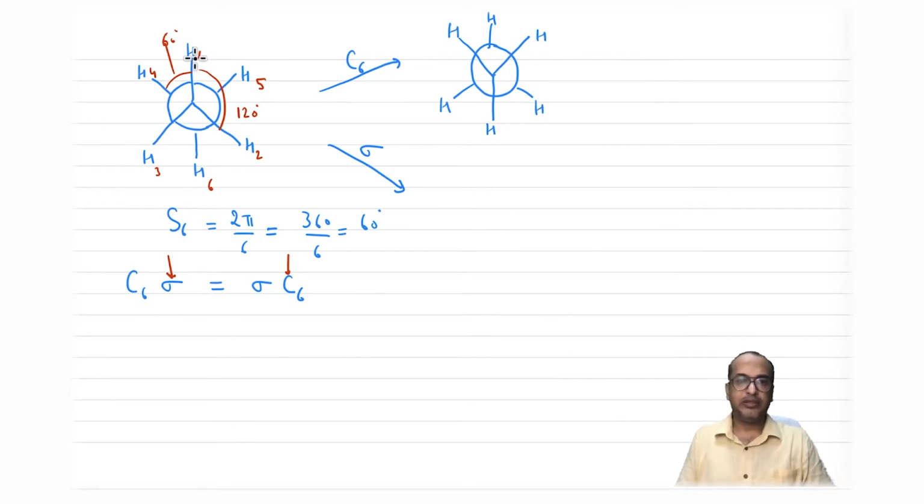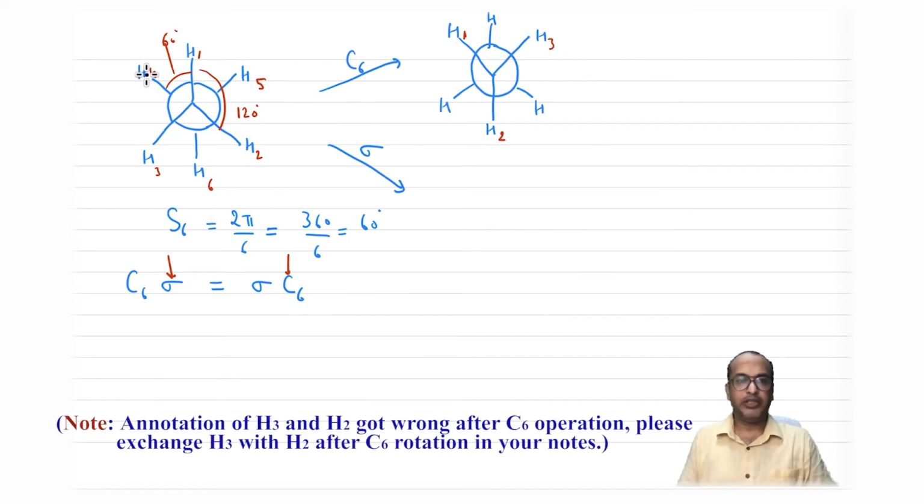So this 60-degree anti-clockwise rotation means H1 comes here. This will be 2. This will be 3. Now H4 comes this side. So this will be your 4. Then 5 goes there. So we have 5 over here. So we have to be very careful when we are writing these numbers, because otherwise it will mess up everything. 6, right? So this looks right.